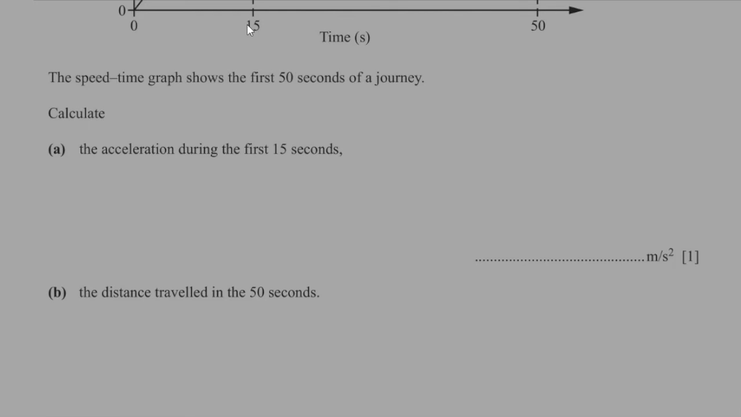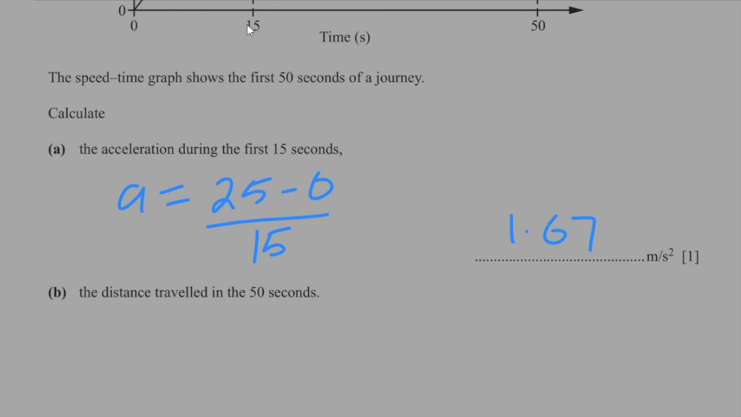So acceleration is equal to final velocity, which is 25, minus initial velocity, which is 0, divided by 15, that is the time taken, and that is equal to 1.67 meters per second. B, the distance traveled in the 50 seconds.